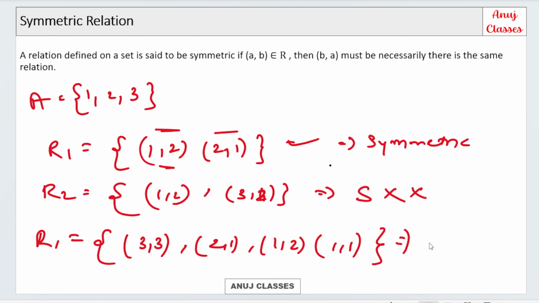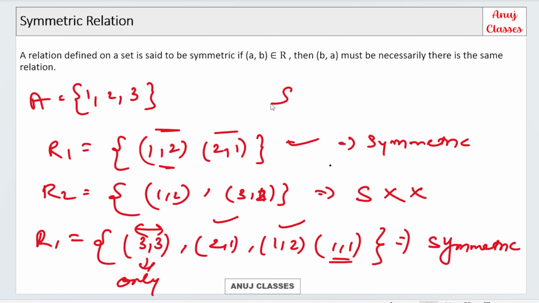then okay, I can say that this is symmetric, because we have both 2, 1 and 1, 2 which are inverses of each other. For 3 we can write it in only singular form, and then we have 1 and 1. So a null relation also is symmetric.